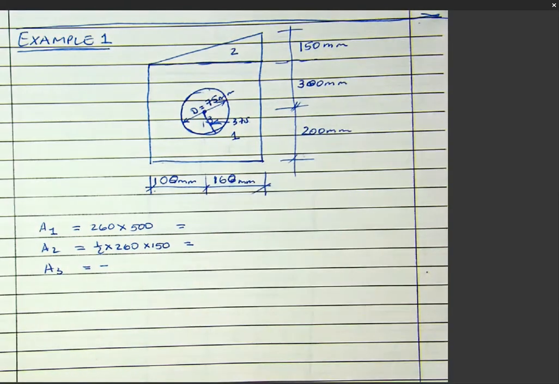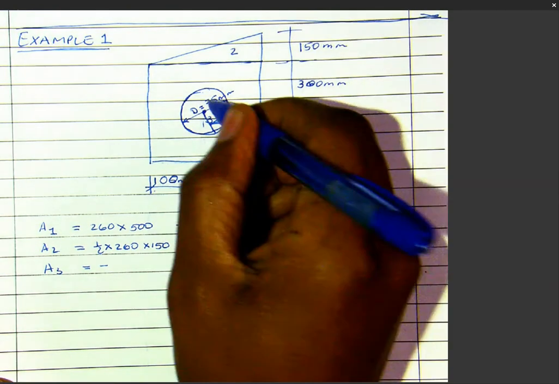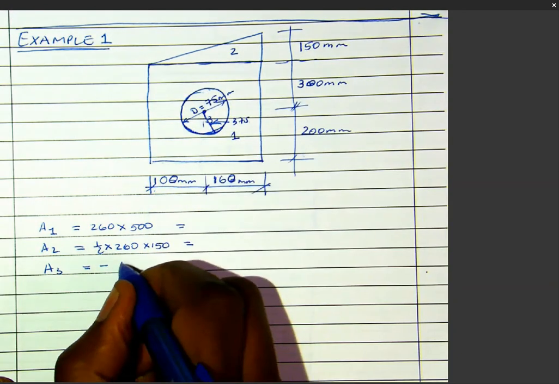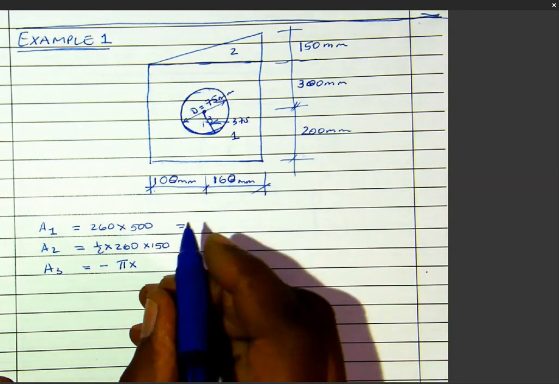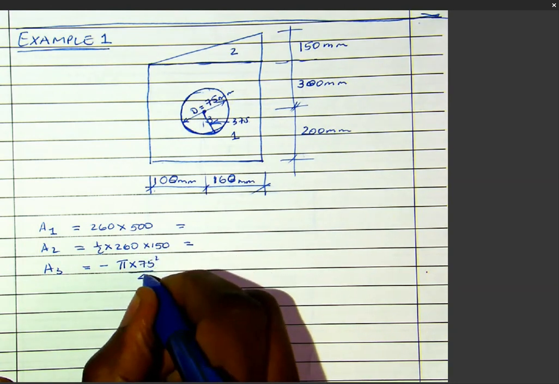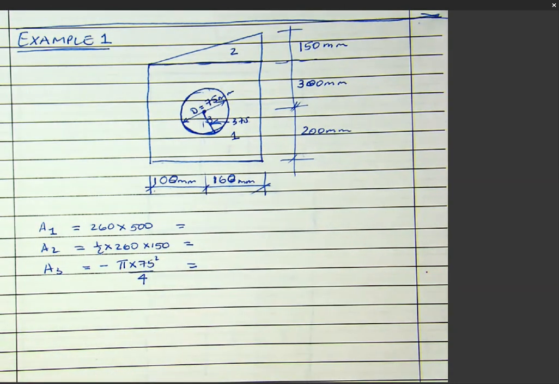So it's up to you. You can use the diameter, you can use the radius, but what is important is that it is a minus area, because that area is not there, it's an opening there. I'm going to use pi d squared over 4 with d being 75. I'm using the full diameter, but remember, another student can use the radius, so it's going to say pi r squared, r being half of that.